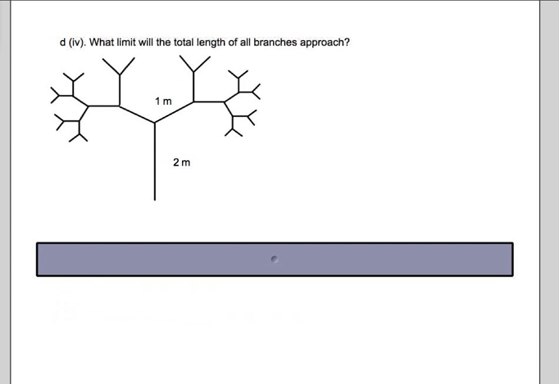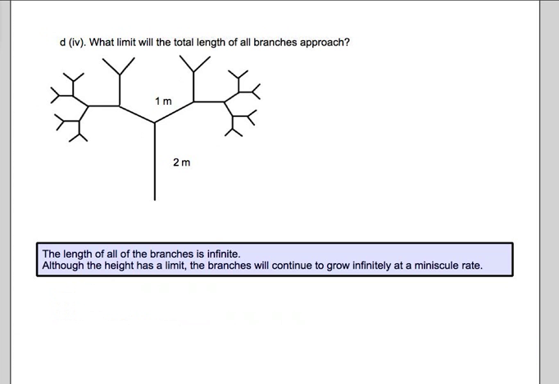What limit will the total length of all branches approach? The length of each branch is infinite. Although there is a limit to the height, the branches will continue to branch out and grow at a minuscule and hardly detectable rate.